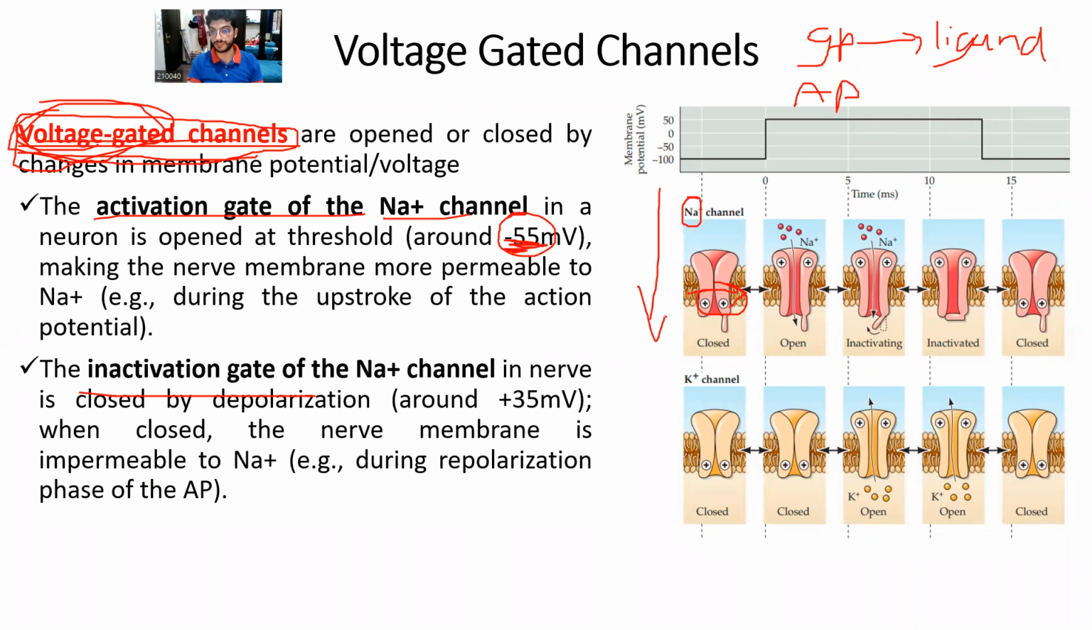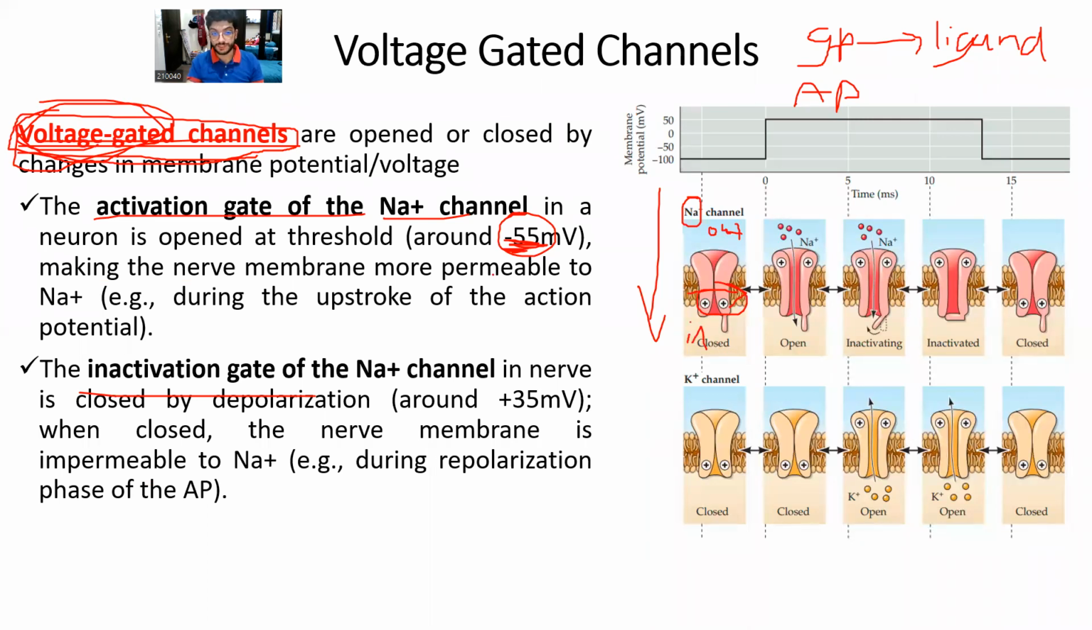And sodium, when it comes in, it causes depolarization of the cell. It makes it more positive. This is outside, out, in. When positive ions come into the cell, it makes it more positive. And this is what starts the action potential.